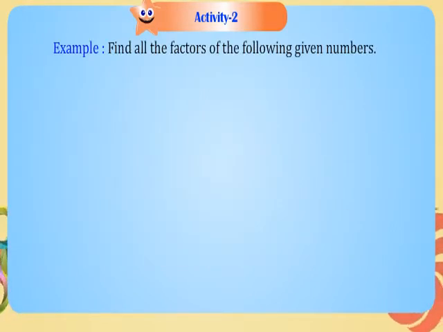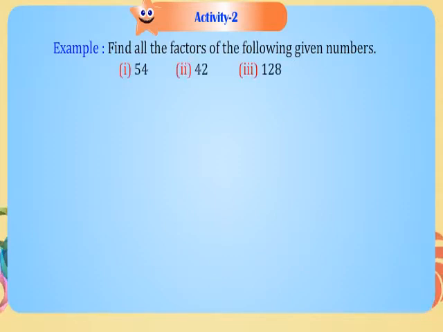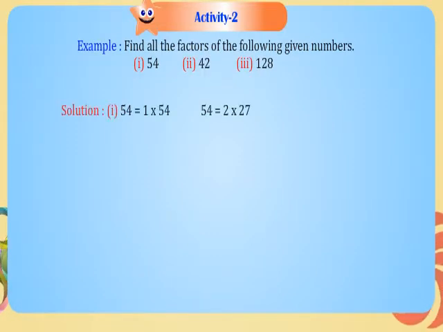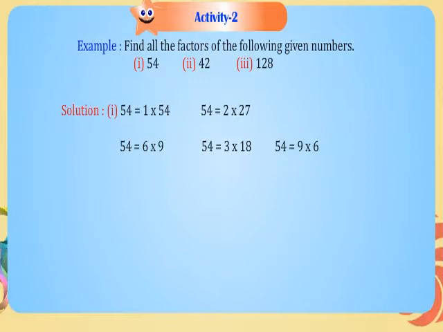For example, find all the factors of the following given numbers. First, 54. Second, 42. Third, 128. Solution: 54 equals 1 into 54. 54 equals 2 into 27. 54 equals 6 into 9.